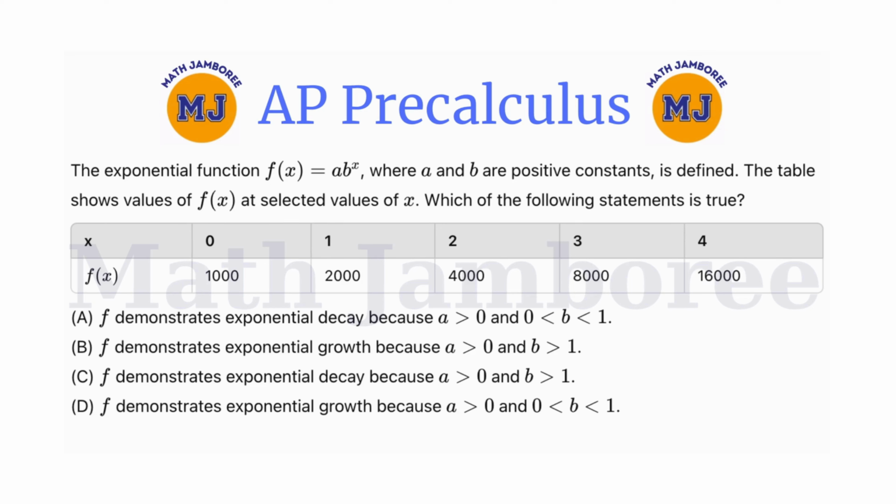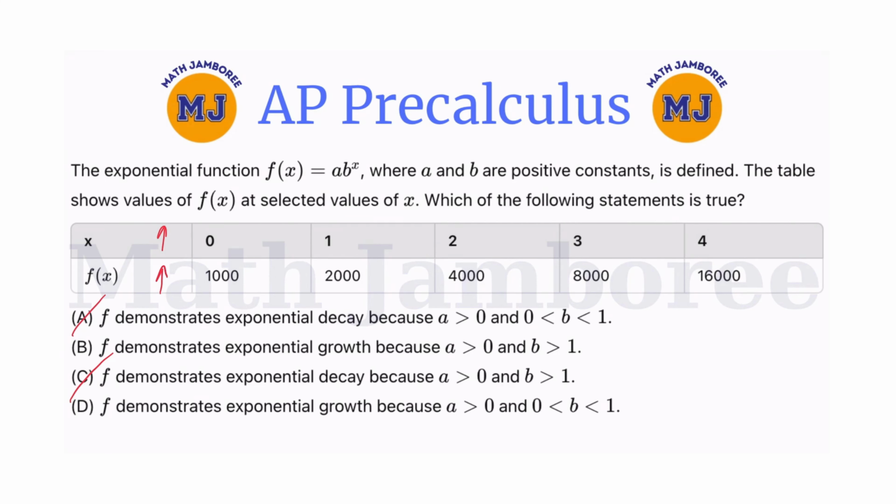X's are 0, 1, 2, 3, 4, so x values are increasing. The y values are 1000, 2000, 4000, 8000, and 16,000. So these are also increasing. So they are both increasing, so this must be a growth function. So we will go ahead and eliminate the choice A and B. So our answer is either B or D.